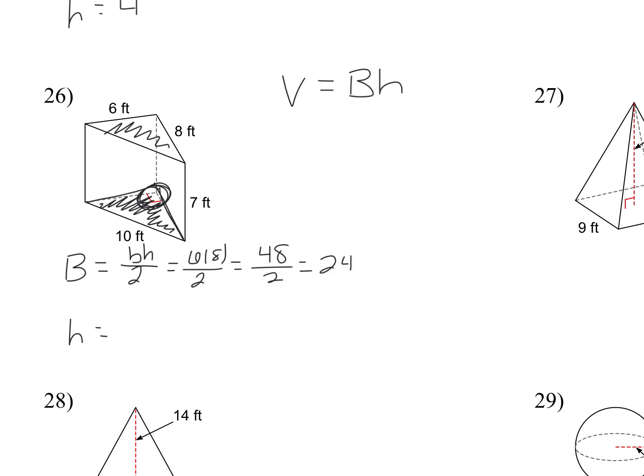What is the height of the whole thing? 7. What do I do with those two values? Times them. Yep. 24 times 7 is 168.